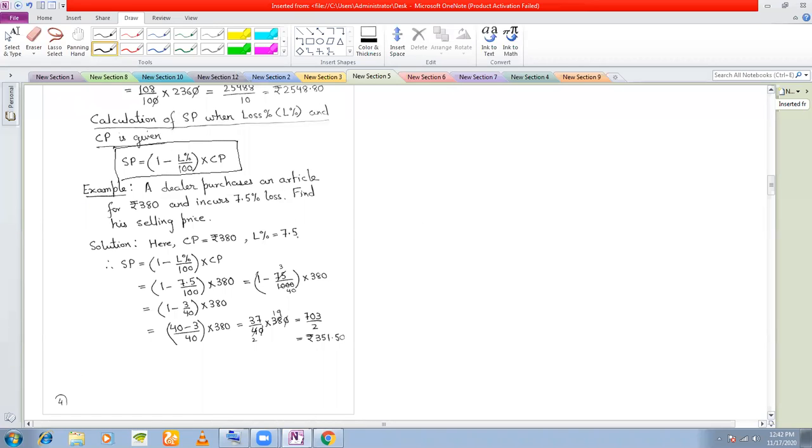Okay, so if you see here, the question here: a dealer purchases an article for rupees 380 and incurs 7.5% loss. Find his selling price. You need to find out the selling price. Cost price is given to you as 380. And what is the percentage loss given here? 7.5%.